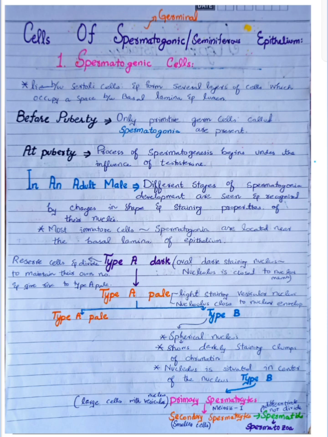These type B cells then divide to form the primary spermatocytes, and these primary spermatocytes then undergo meiosis 1 to form the secondary spermatocytes, which are smaller cells, and then the secondary spermatocytes divide to form the spermatids, and spermatids differentiate to form the spermatozoa or the mature sperms.